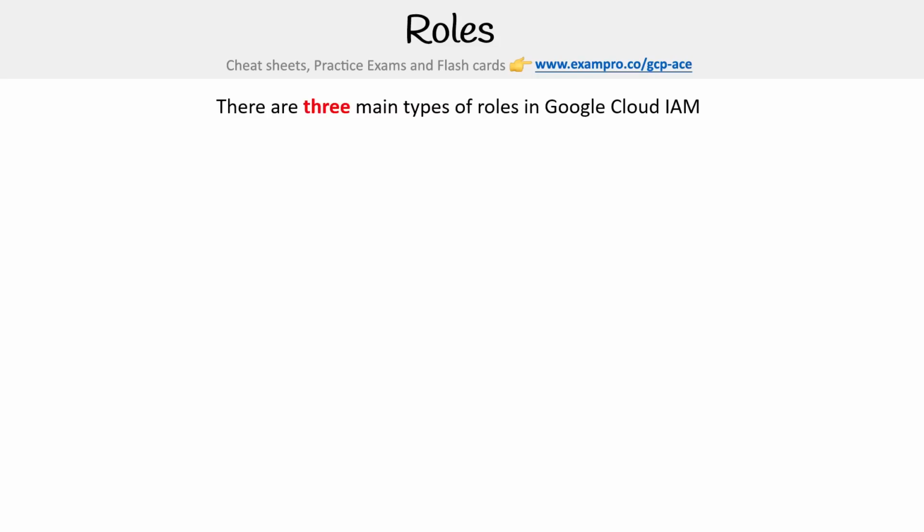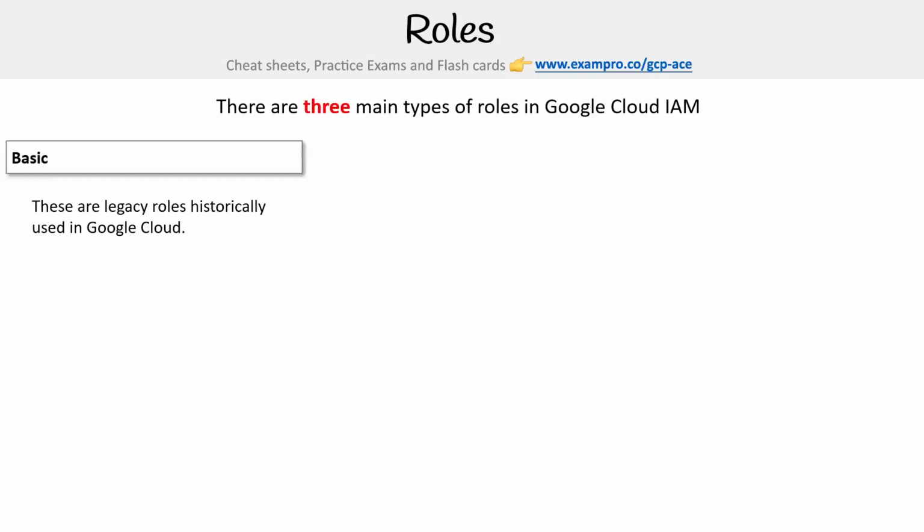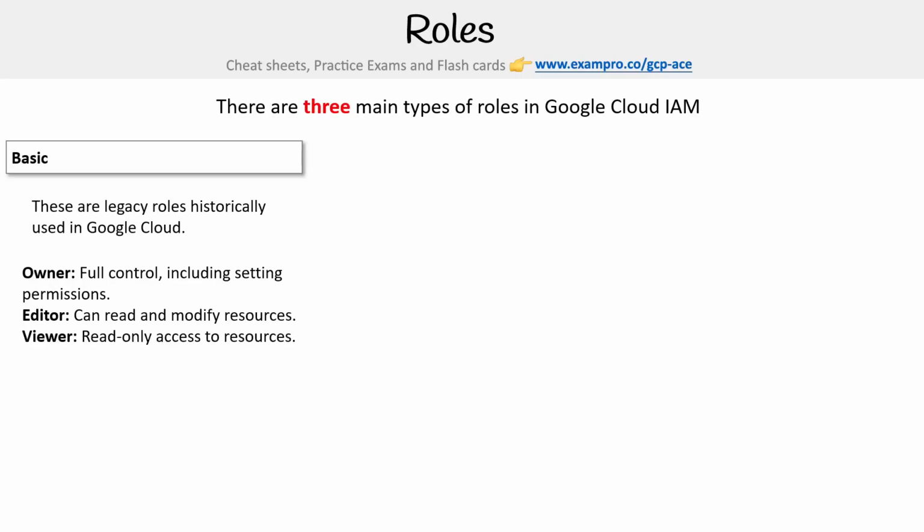There are three main types of roles in IAM. We have basic. These are legacy roles historically used in Google Cloud. We'd have owner, which would give you full control, editor, which can read and modify resources, and viewer, which is read only. A lot of people still use owner and viewer, but they generally say if you can, don't use these anymore. But I still think there's use with owner and viewer.